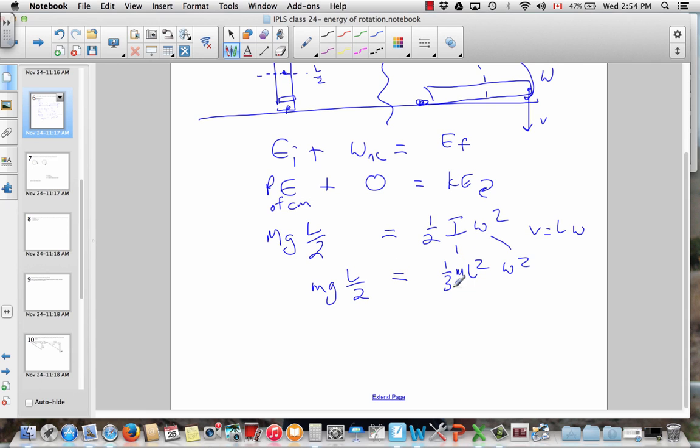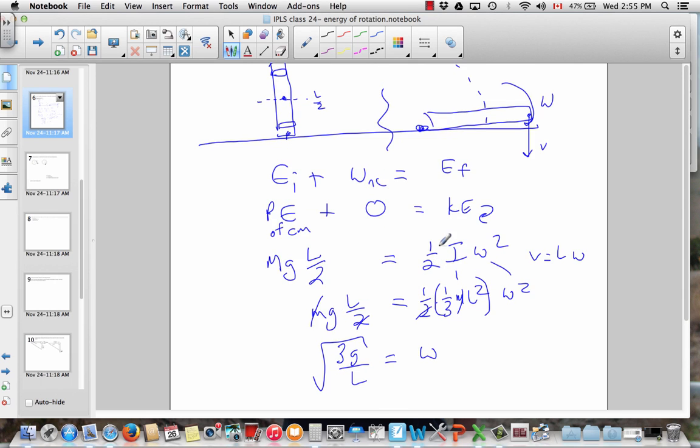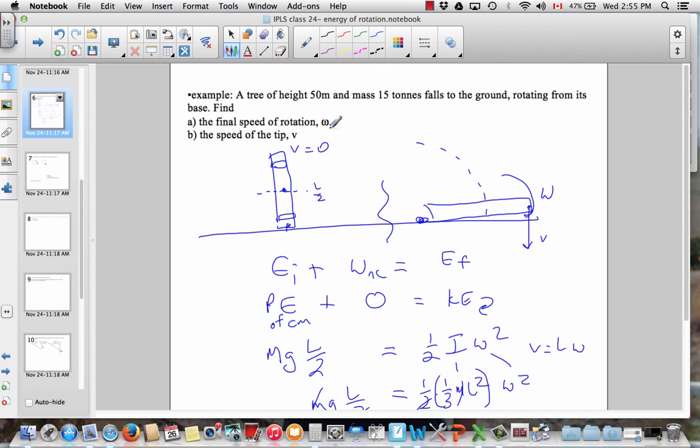Now, mass cancels. Oh, I forgot the half here. Sorry about that. It's 1/2. Then this part here is the inertia times omega squared, so the half also disappears. And then we're going to cross multiply. It's going to be 3gL over L squared. So that's 3g over L equals omega squared. So omega is the root of 3g over L, and that is the final speed of rotation, omega.